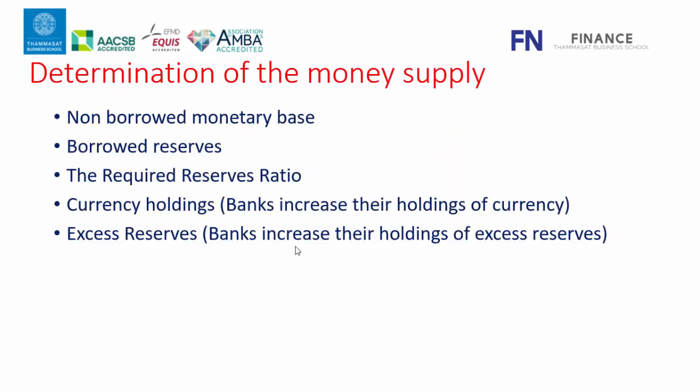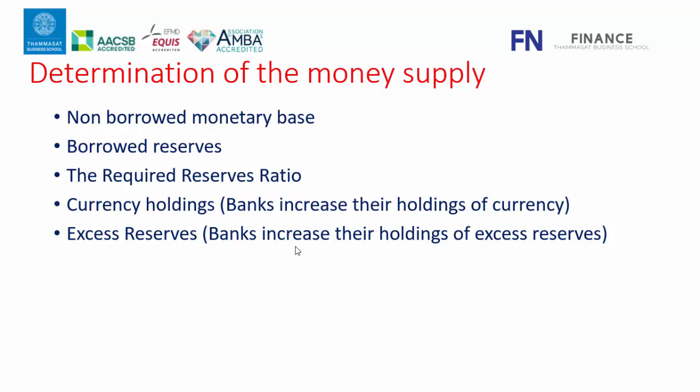And this brings us to the last topic of today's lecture, determinants of the money supply. We are going to study factors that determine changes in the money supply. The first factor is the non-borrowed monetary base. If the non-borrowed monetary base increases, this will increase the monetary base in the economy. As a result of this, the money supply will increase. And suppose borrowed reserves increase, this also increases the money supply in the economy.